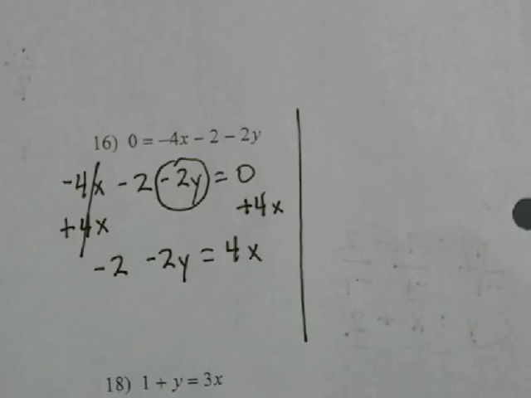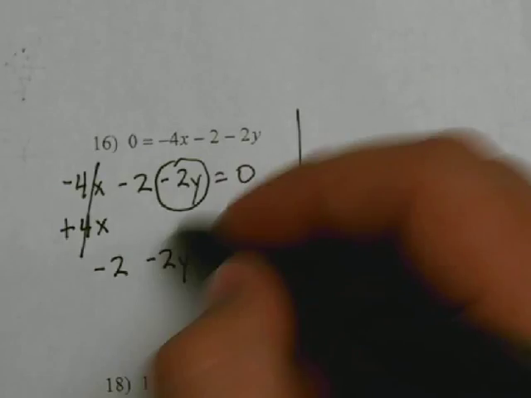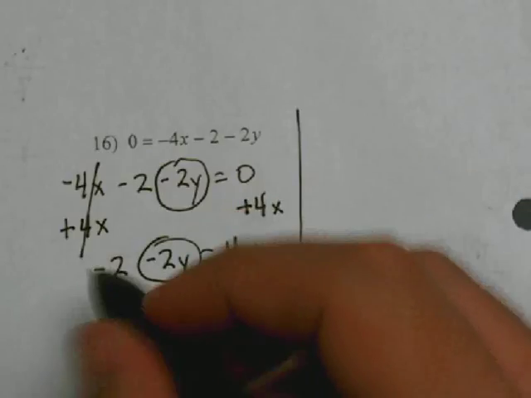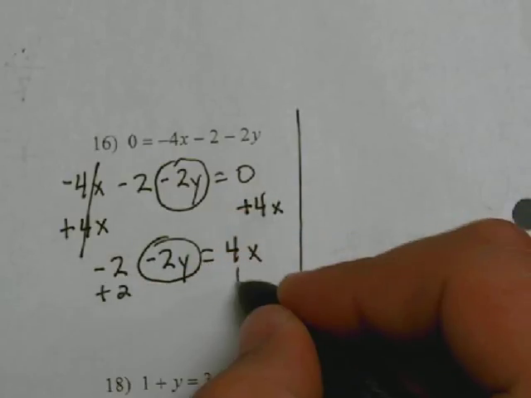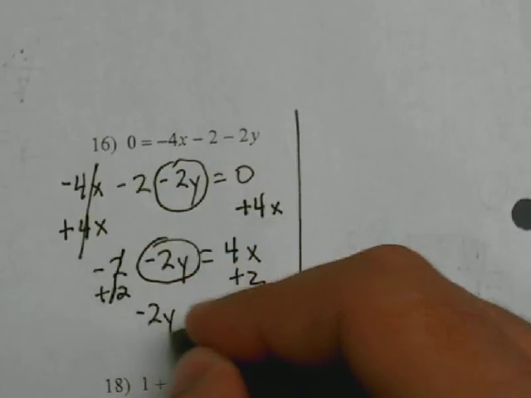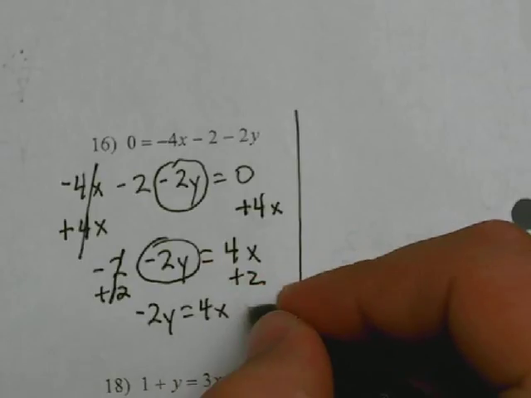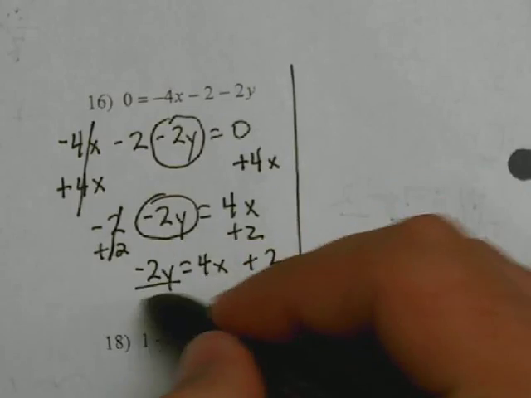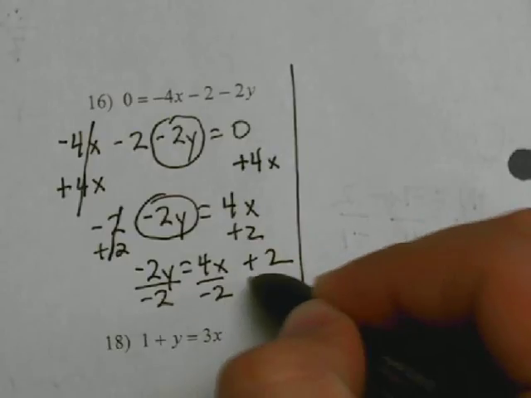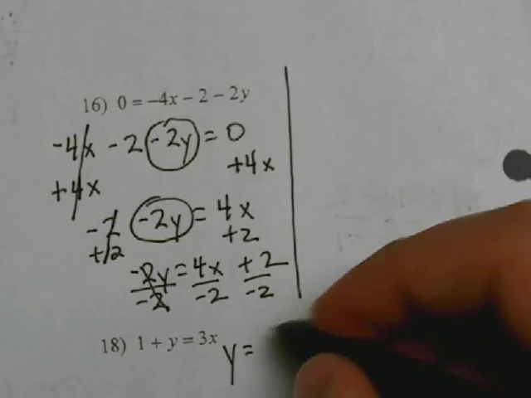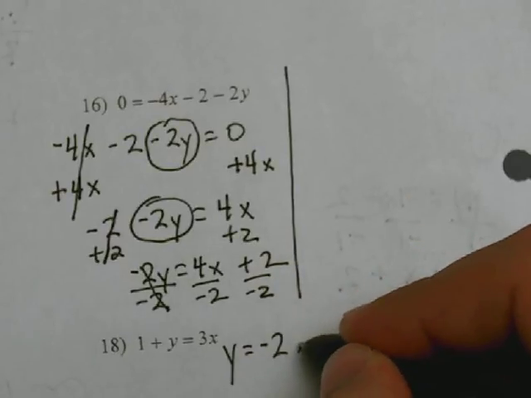And then again, is y on the left side? Yes, it is. I'm going to circle that again. And then I got to do the inverse of this, minus 2, which would be add 2 to both sides. That cancels. Negative 2y then equals 4x plus 2. Then I'm going to divide everything through by negative 2. And I get y equals negative 2x minus 1.